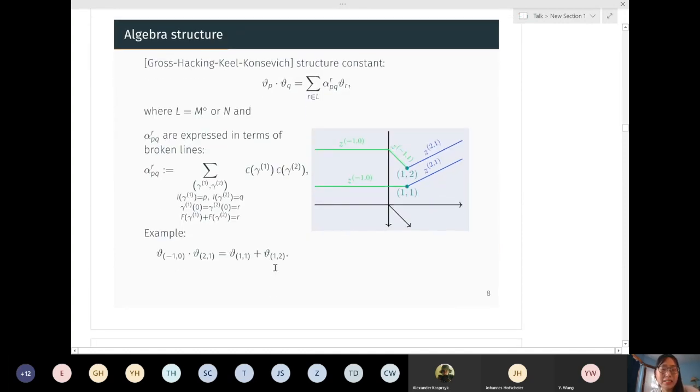How we can see this is, I just mean the initial slope of the broken line. So here, P and Q give the initial slopes of the two broken lines. So it's the initial slope here.